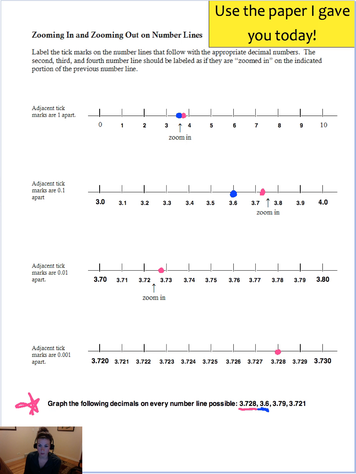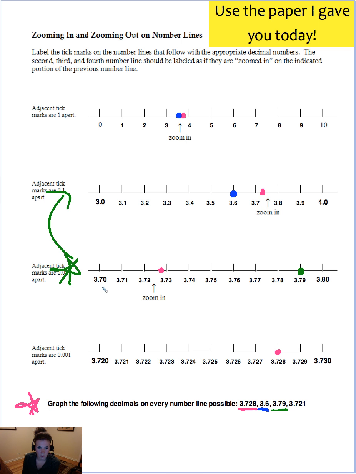And I'll switch colors again. And now we'll graph 3.79. So this goes to the hundredths place, so I'm looking at this one right here because I can quickly find 3.79 and be exact with it. And now I can use this to help me plot it here.